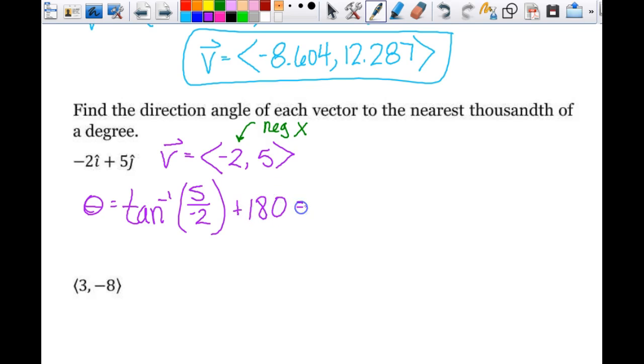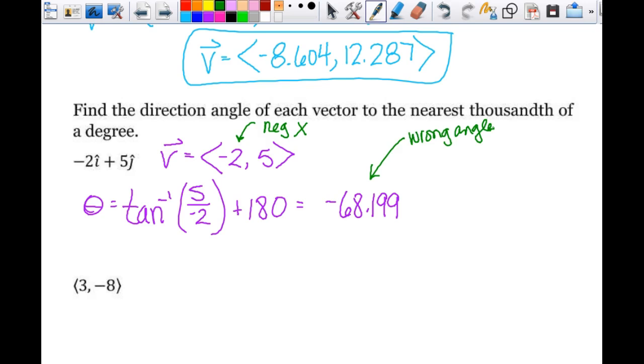And before we add 180, we're going to write this stuff down. So once you take the tangent inverse of 5 over negative 2, what do you get? You get negative what? Good. Negative 68.199. But here's the thing. It's not just that this is negative and we don't want it negative. This is actually itself the wrong angle, because that is a quadrant 4 angle.